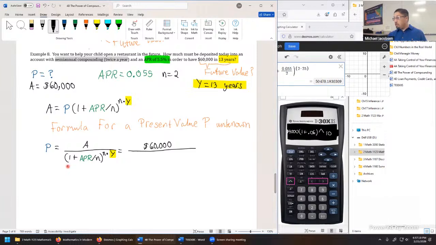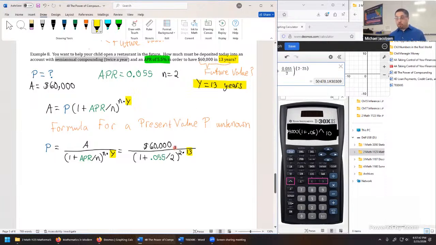Then go down to the denominator, 1 plus APR, which we've written down as 0.055. This is going to be compounded twice a year in whichever account this might be. So divide by 2, then raised to a power of 2 times the term length of 13 years. So I guess we're expecting the child is going to graduate from culinary school somewhere in 13 years, and this will be their startup fund.